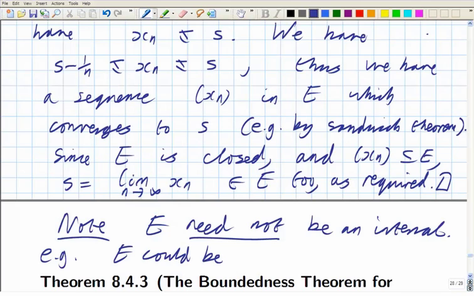It could be this closed set, which just has 0 in it, and then another sequence of points converging to 0, like 1, a half, a third, a quarter. And that's nothing like an interval, because it's really made up of a sequence of points converging to 0, and throwing 0 in as well. And it's closed and bounded.